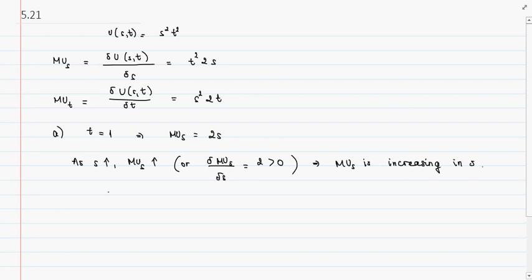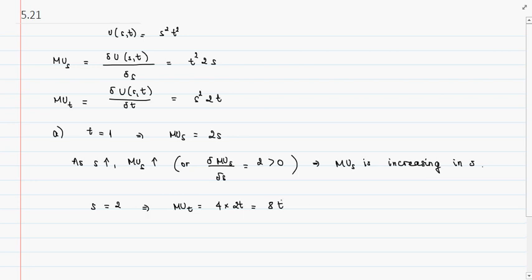Now the second case: if s equals 2, they want us to show that the marginal utility of t is increasing in t. If s equals 2, the marginal utility of t here is going to be equal to 2 squared, which is 4, times 2t, which is 8t.